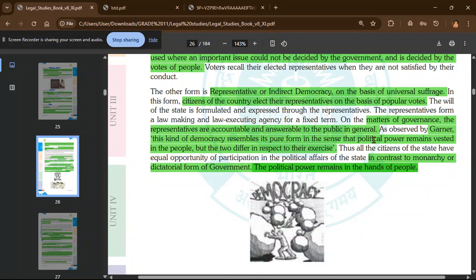Questions like: what are the two kinds of legislature? Which kind of legislature prevails in Indian Parliament? What are the two types of legislature that are there? Unicameral and bicameral legislature. What does India have? India has a bicameral legislature, right? Because we have two houses. So that's it. The rest we have covered.